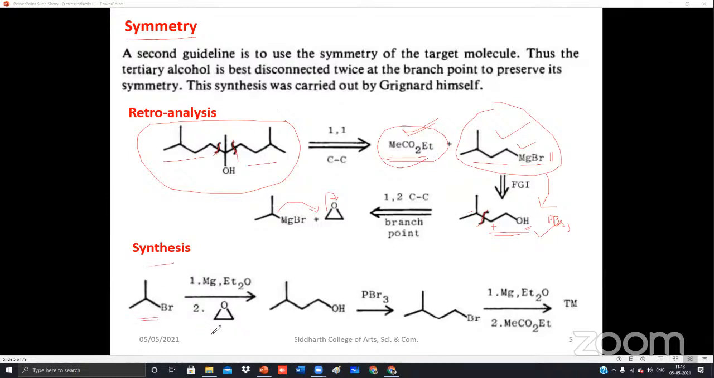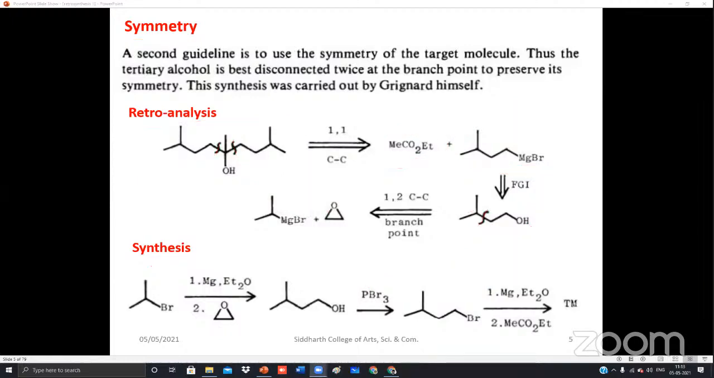This is your starting material, reacting with the epoxide. First it is converted to the Grignard reagent, and then with the epoxide you will get the alcohol, treated with PBr3, and you will have the halide here. And this halide will further react with Mg and be treated with the ester to get your target molecule. This is a very logical way of synthesis.